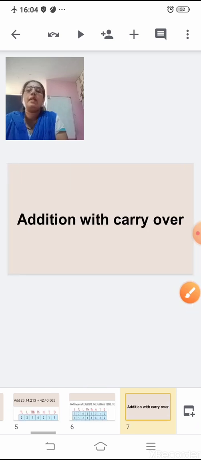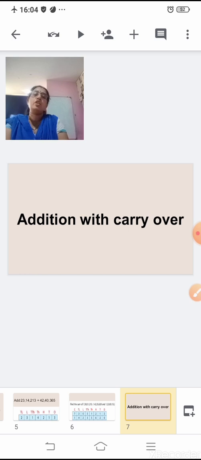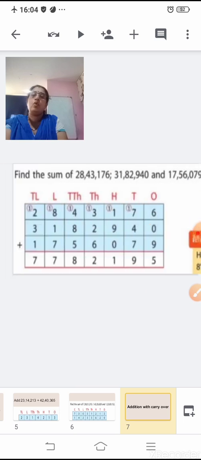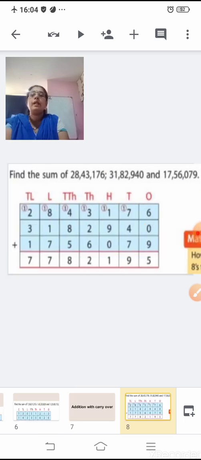Now coming to the second topic, that is addition with carryover. Addition with carryover means when you add any two numbers, you get a 2-digit number. When you get a 2-digit number, you write the number which is in the ones place, and the other number you will carry over. Now let us see one example.